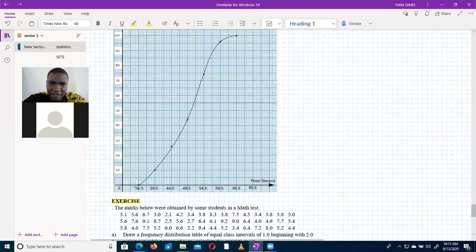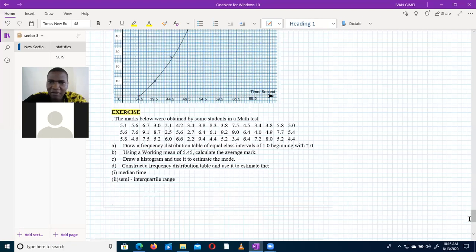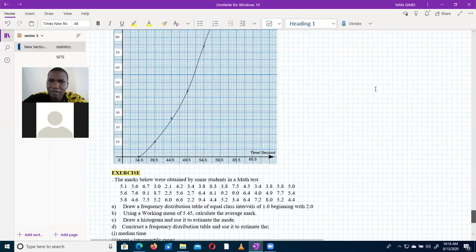Then number 2, this is an ogive. Of course, I said this axis, we didn't do it very well. This axis is supposed to be at 35.5, 34.5. This vertical line is wrongly drawn. It's supposed to be shifted to this point here. So you will draw it and shift it to that point there. Then there's this other exercise; I'm going to combine all and give you the work on it.